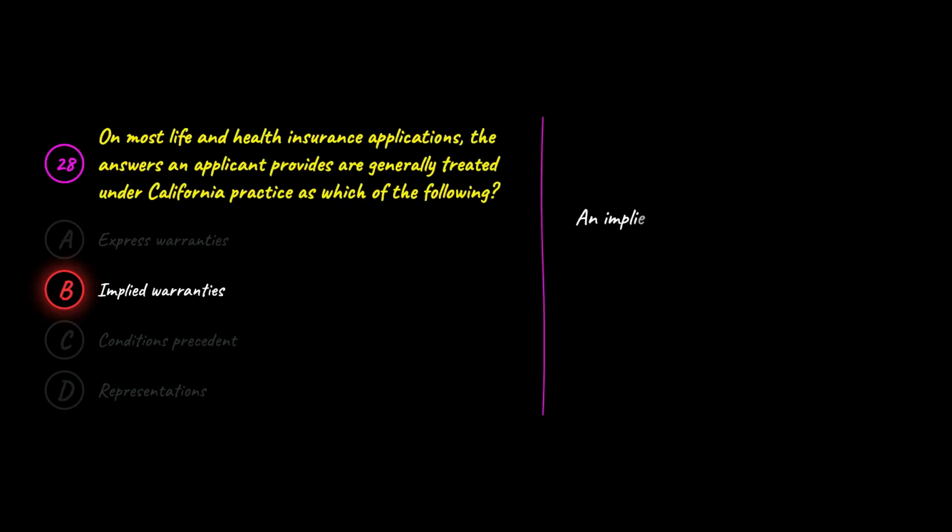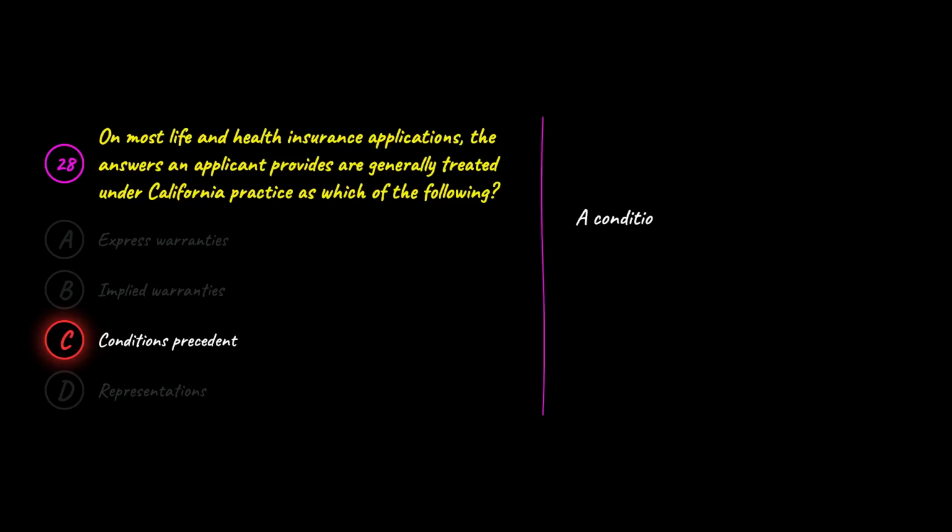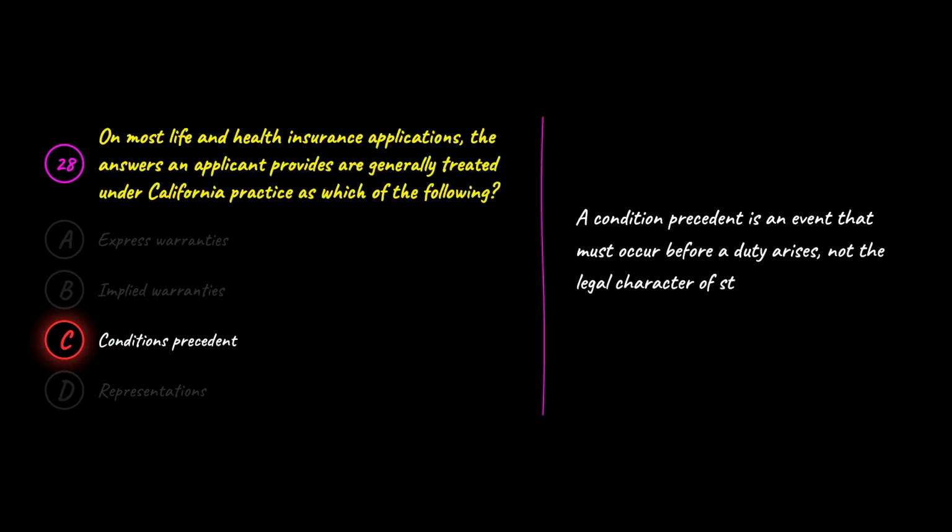B is wrong because an implied warranty is read into a contract by law, most often in marine insurance, and does not describe written health application answers. C is wrong because a condition precedent is an event that must occur before a duty arises, not the legal character of statements made on an application.